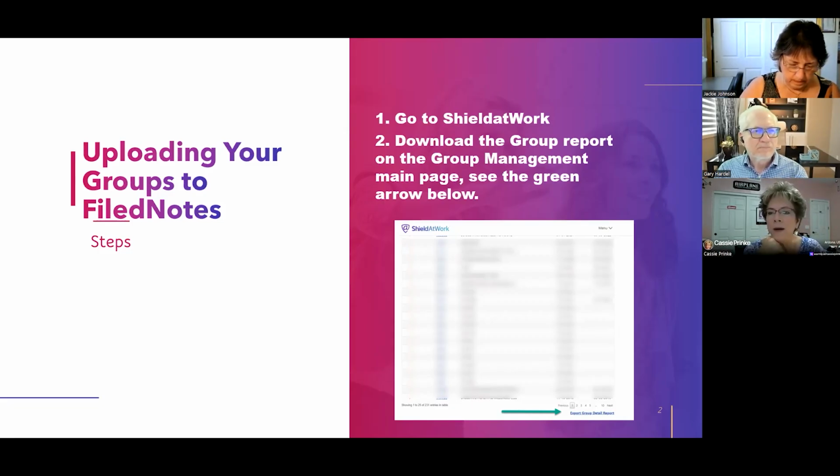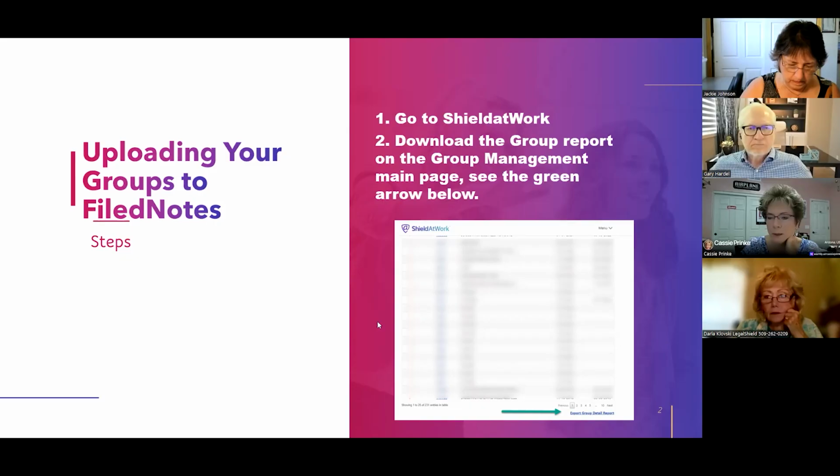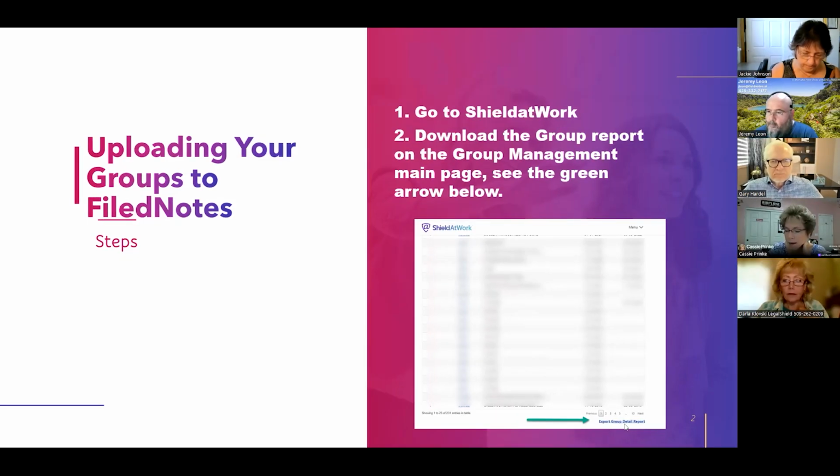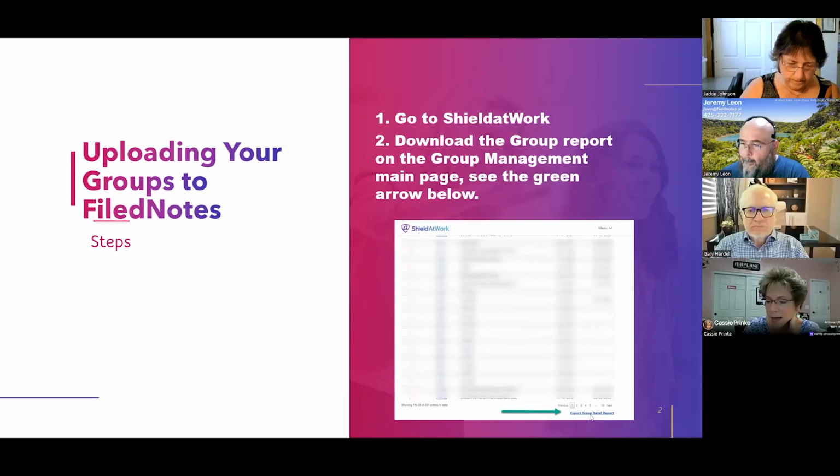So I went to Shield at Work, to basically the landing page here. I blurred it all out because it's got a lot of account information, but on the bottom here you'll see where it says export group detailed report. That is where you can click, and it's going to download all of your groups and tell you who the primary contact is and all kinds of good information. So you're going to get an Excel spreadsheet.